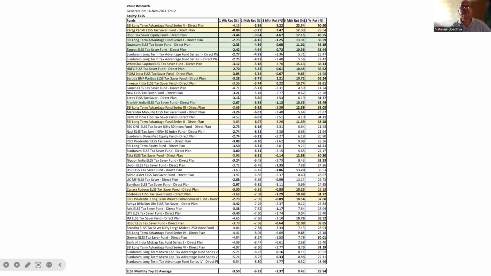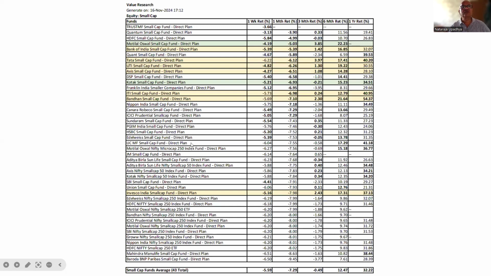This is equity ELSS funds. Average annual return is 29.94. Negative return for the week, month, and 3 months. The top annual return among the green ones is the HSBC Tax Saver Equity Fund at 40.55. Other ones in green are SBI Long Term Advantage Fund Series 1, Quantum ELSS Tax Saver Fund, Taurus ELSS Tax Saver Fund, HDFC ELSS Tax Saver Fund, Baroda BNP Paribas ELSS Tax Saver Fund, Franklin India ELSS Tax Saver Fund. So let us move on to the next one, and this is small cap funds.